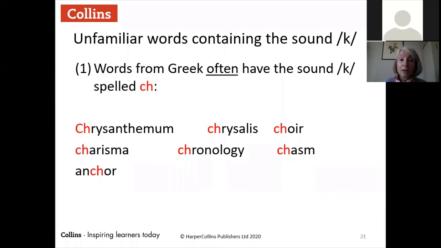There are a group of words that have the sound K spelled with CH: chrysanthemum, chrysalis, choir that we looked at earlier on, chasm, chronology, charisma, anchor. All of these words are from Greek. So if you're asked to spell a word that is unfamiliar to you that has the sound K in it, ask where it comes from, because if the answer is Greek, that K is probably spelled with CH and not C and not K. So a word like archaic is from Greek.